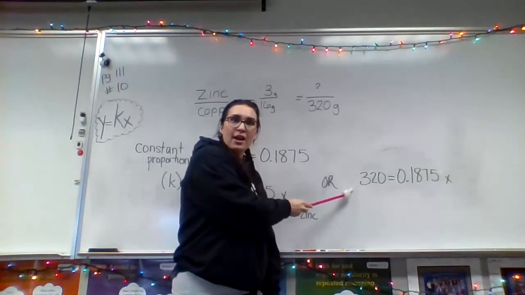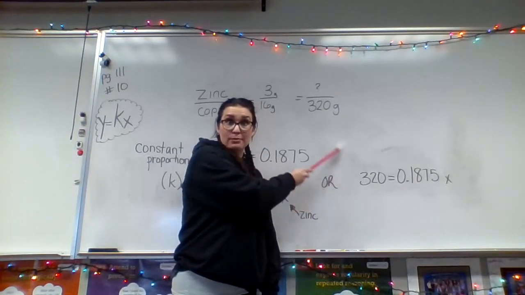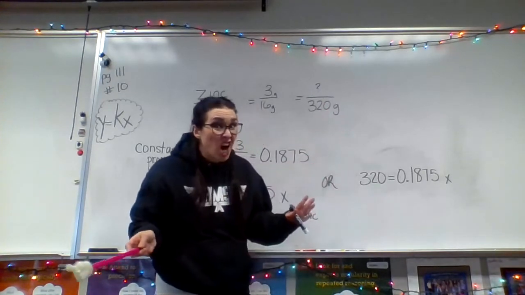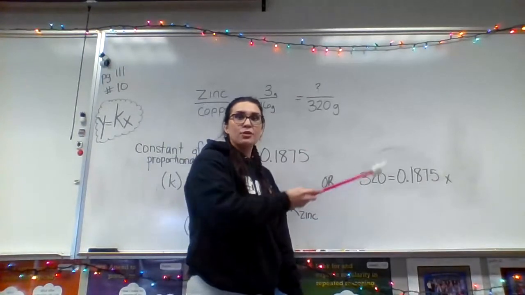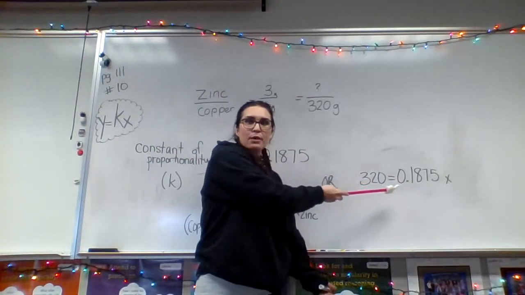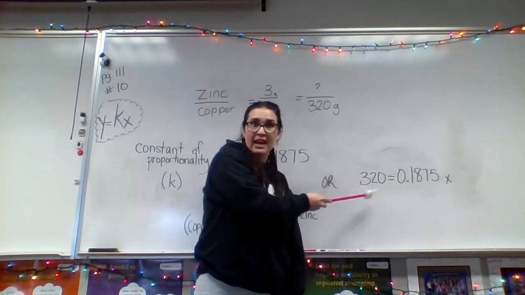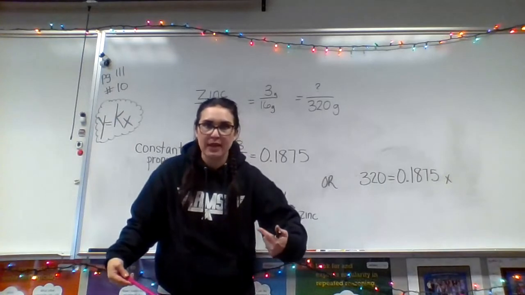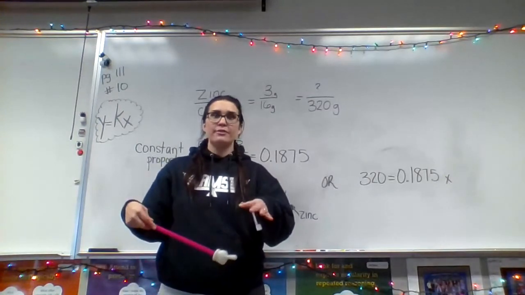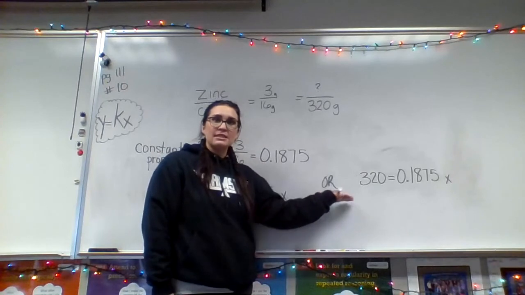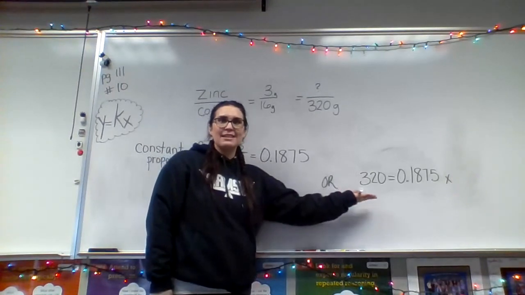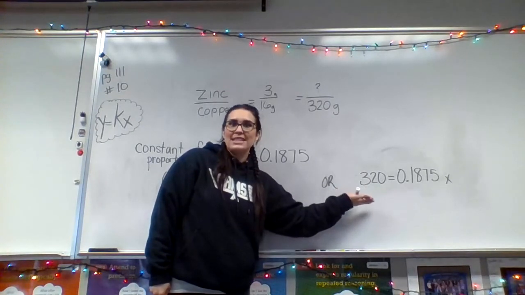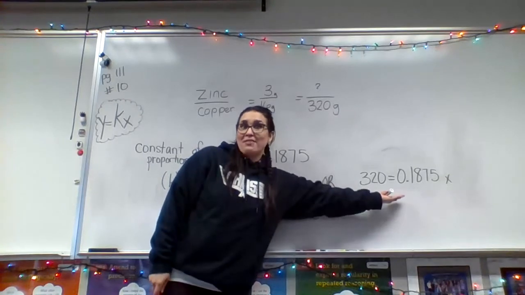I know that my copper needs to equal 320 grams because it says so right there. I'm going to take my X, which right now is an unknown. I don't know what it is, but I do know that whatever I have for X, I multiplied 0.1875 by it, and I somehow got 320. Now, how do I undo multiplication? Divide. So please divide 320 by our K, our constant of proportionality. So 320 divided by 1,875 10,000ths.